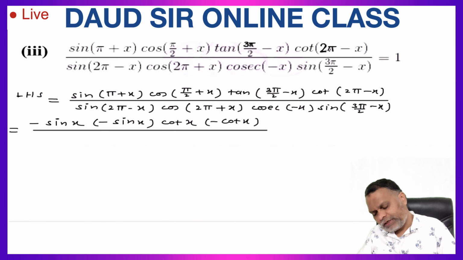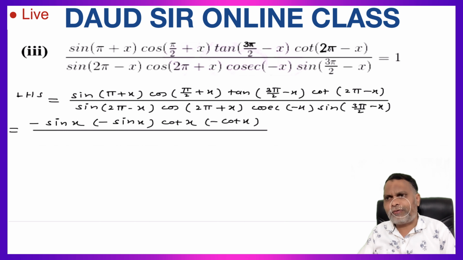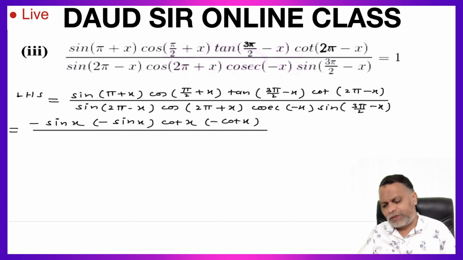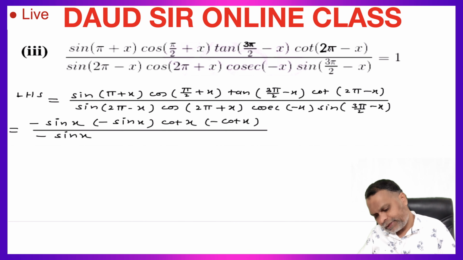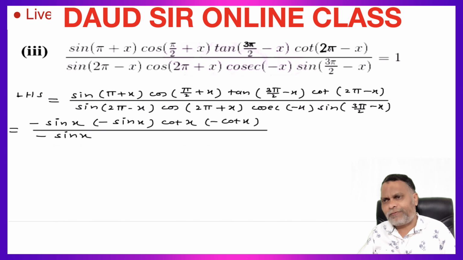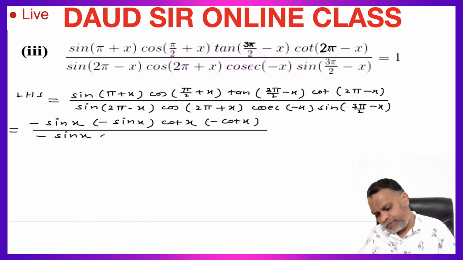Divided by sine 360 minus theta. 360 minus theta lies in fourth quadrant. In fourth quadrant, cos is positive. Sine is negative. So minus sine. In case of 360, no change. So minus sine x. Cos 360 plus theta. 360 plus theta lies in first quadrant. In first quadrant, all trigonometrical ratios are positive. So this is plus. In case of 360, no change. So this is cos x.